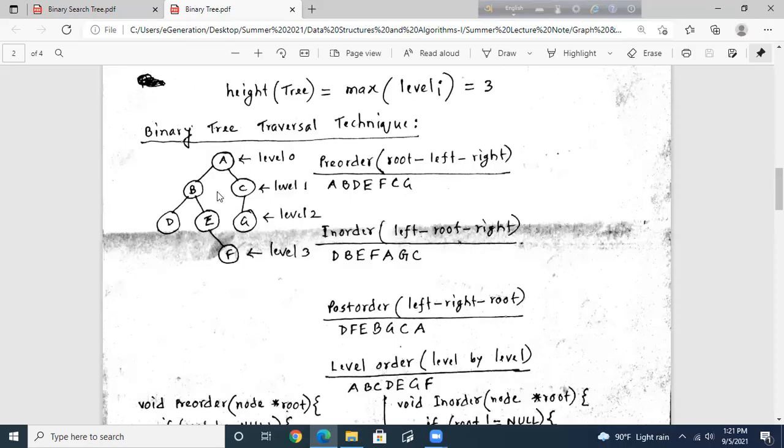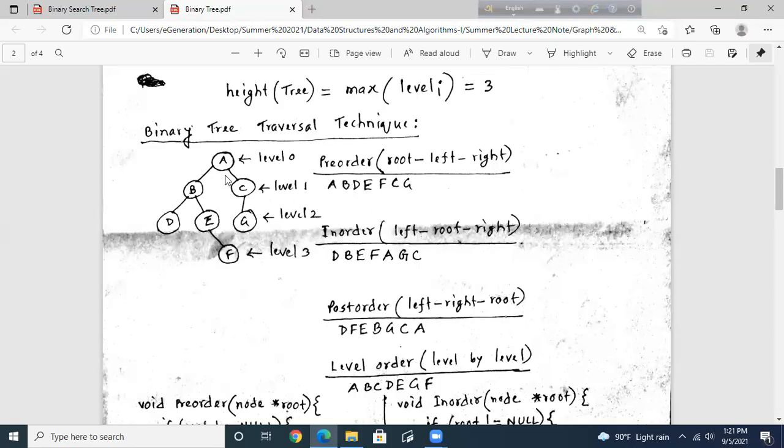Again, more than one node, so you have to rethink the algorithm again. Root is C, so I have written C. Then left is G, so I have written G. And right, there is no right of C, so I did not write it.